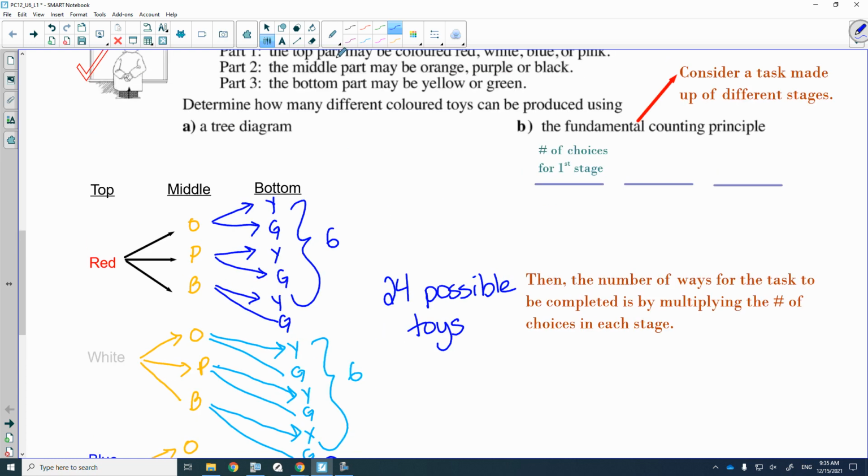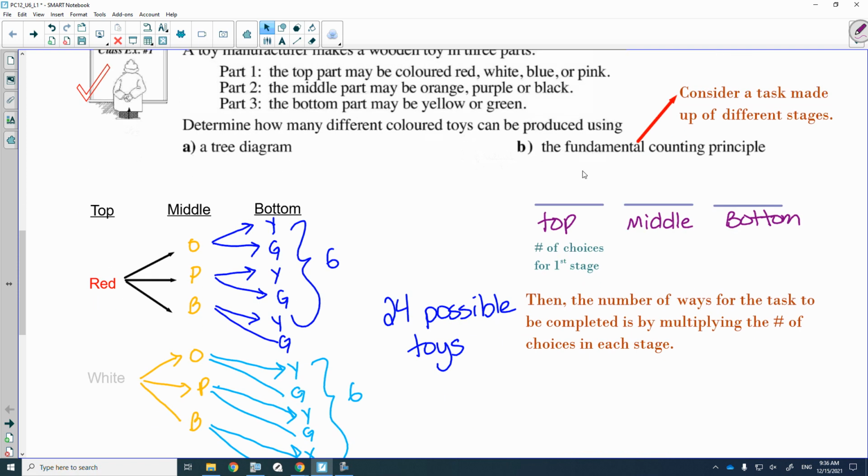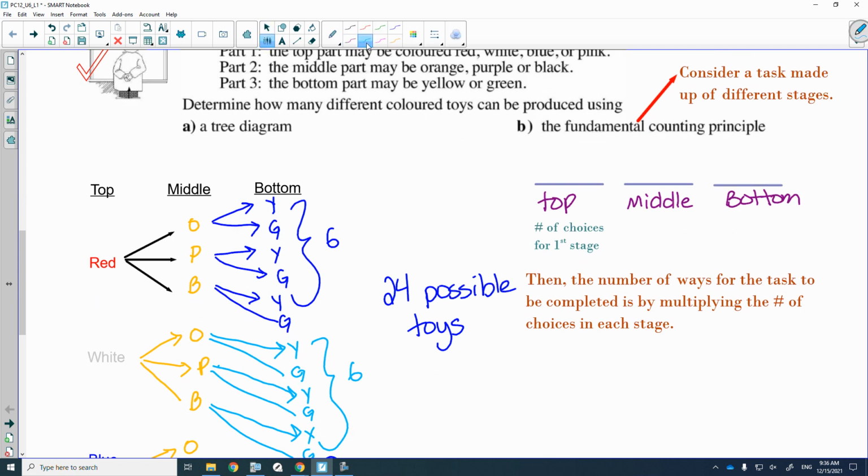So what you have to do with the fundamental counting principle is ask yourself, how many stages does the task have? The task is, there has to be a top for the toy. There has to be a middle for the toy. And there has to be a bottom of the toy. So creating this toy would have three different stages. What you put for each stage is the number of choices for that stage. For example, how many choices do I have for the top of the toy? Red, white, blue, or pink. There's four different choices for the top of my toy.